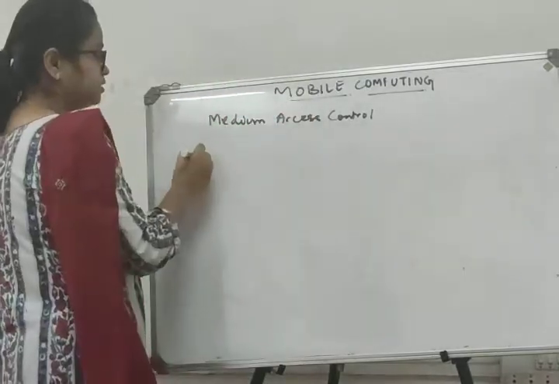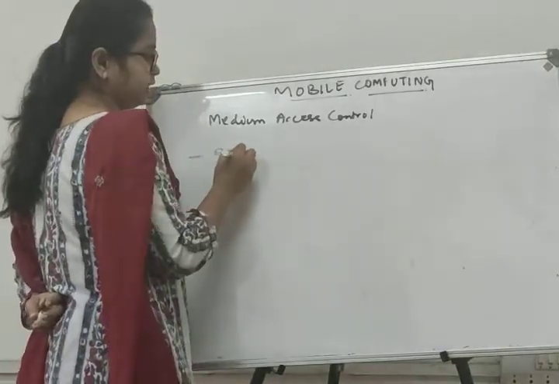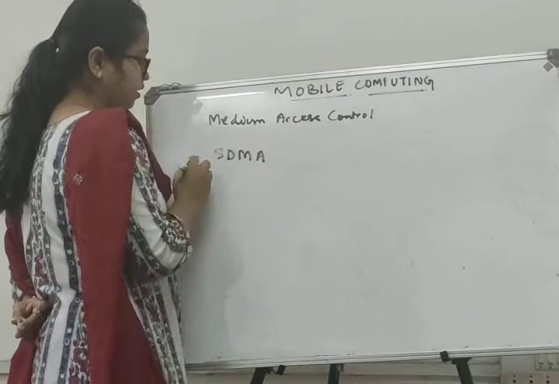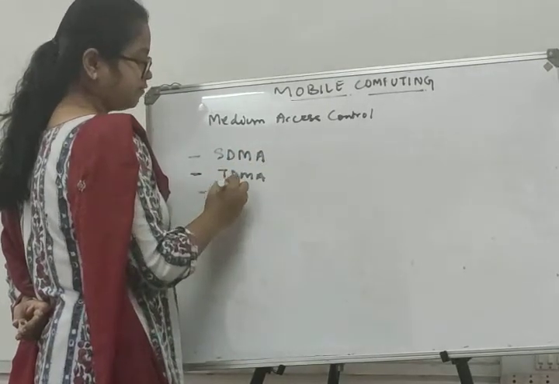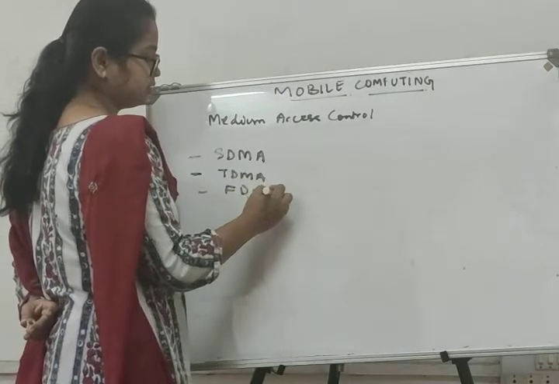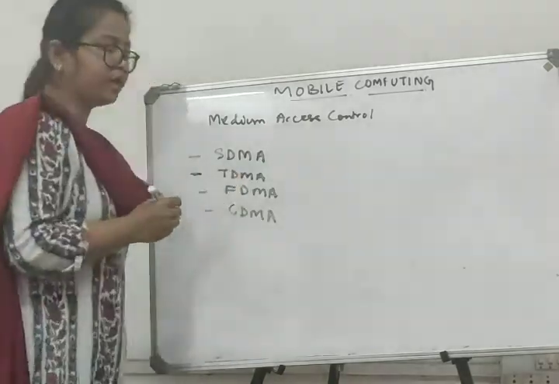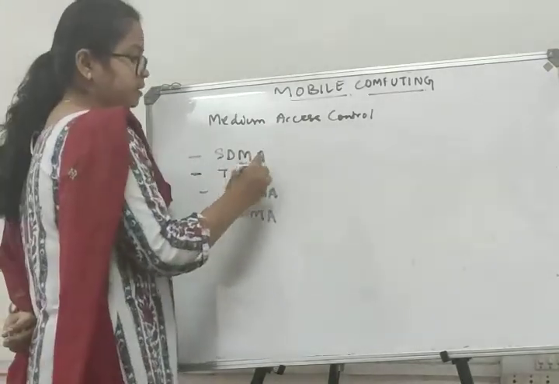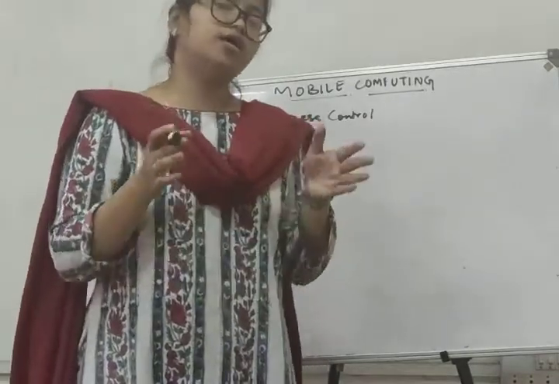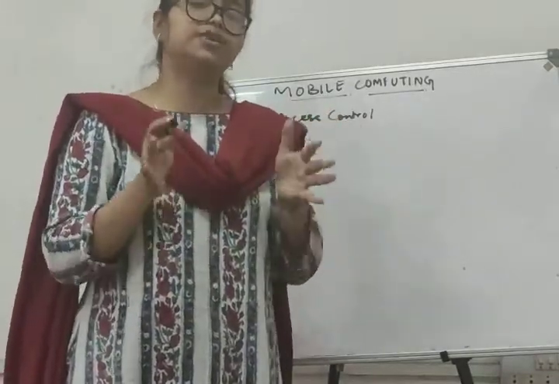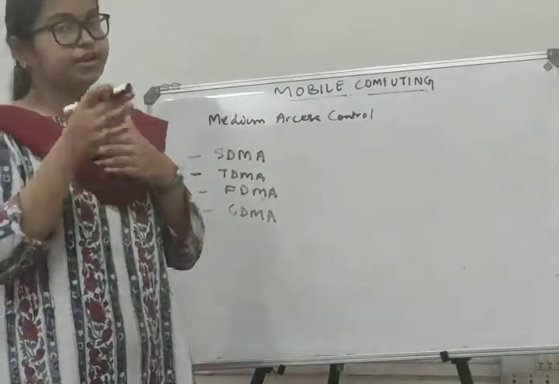So the access methods are usually what we have studied: space division multiple access, then time division multiple access, frequency division multiple access, and code division multiple access. Okay, so these are the four major multiple access techniques: how a medium, a resource, can be used by multiple devices for effective communication.